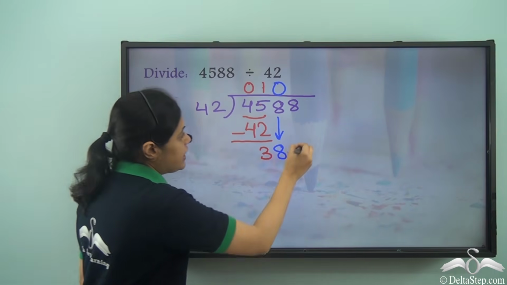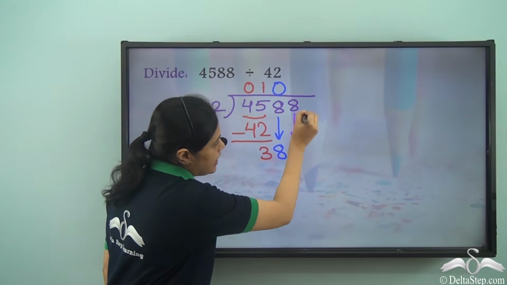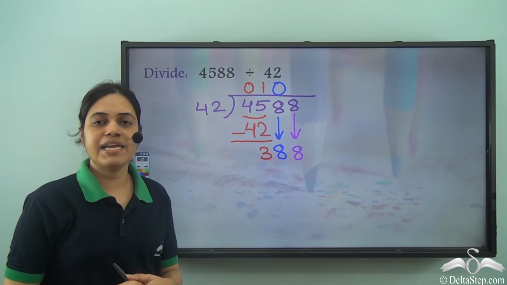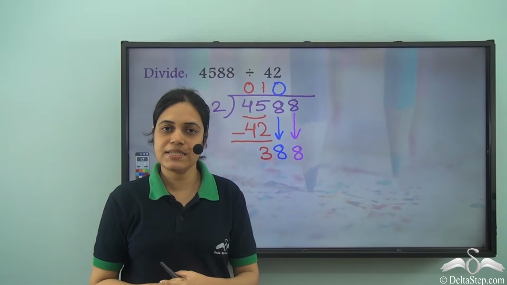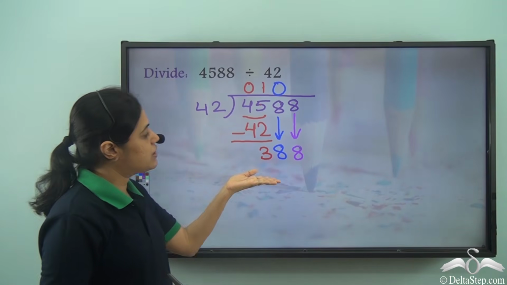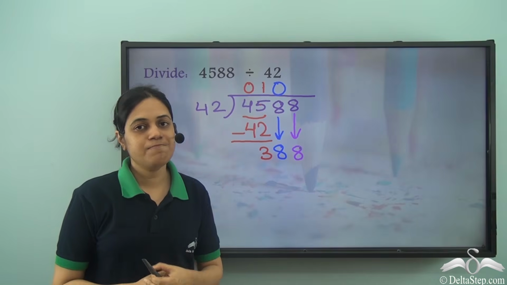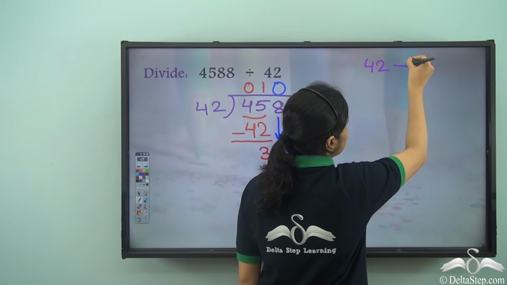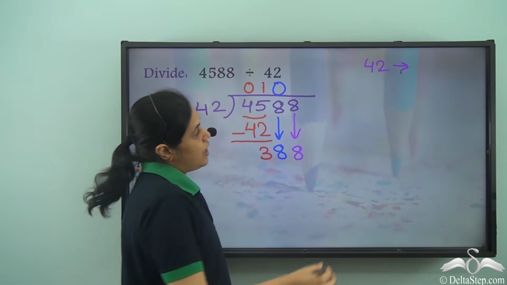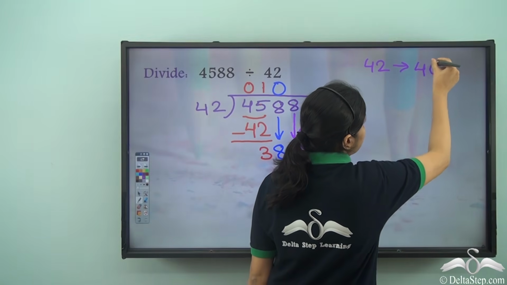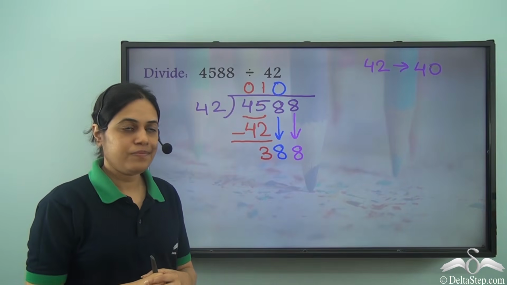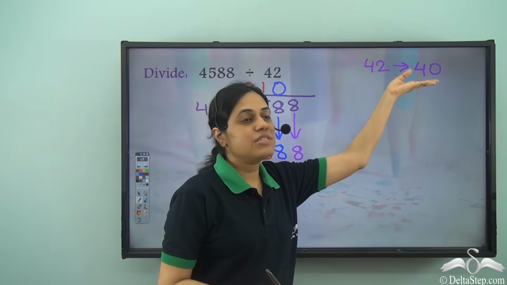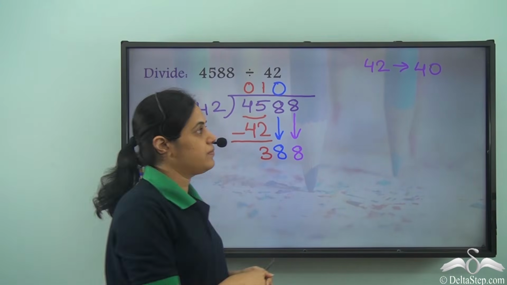Now, I need to bring down this 8, the 8 in the units place. When I bring it down, I get 388. How many times does 42 go into 388? I don't know that. So now I need to round off 42 to the nearest tens. Now 42 is the closest to 40. So I round off 42 to 40. How many times does 40 go into 388?